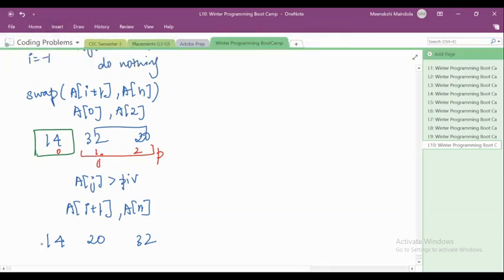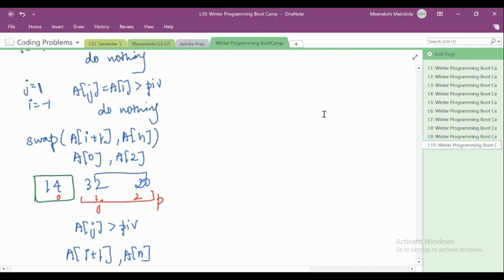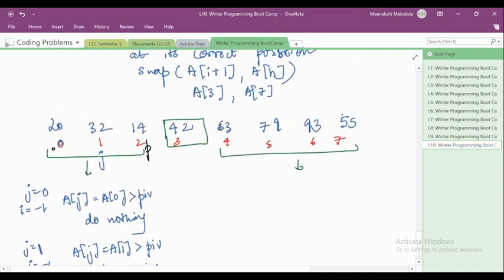14 was earlier sorted, 20 is also now sorted, 32 is also actually in the sorted position. So you have this half of the subarray, 14, 20 and 32 up till 42 here, which is sorted, right? This half of the subarray is now sorted. Now you will perform quicksort on this subarray as well.